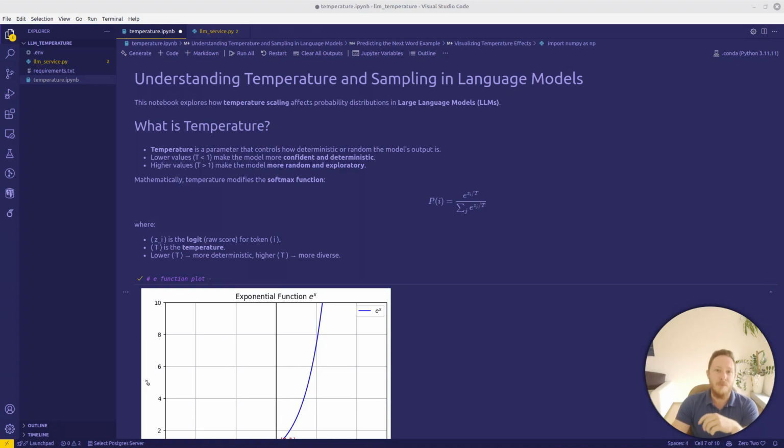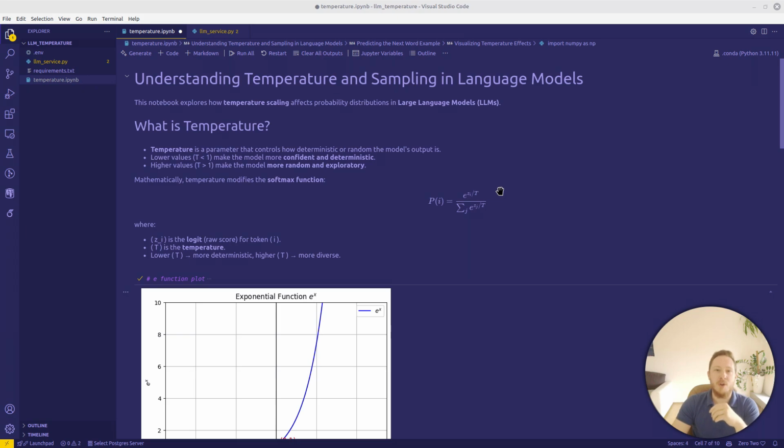Hello and welcome. You all have heard, if you want your LLM to be more deterministic and factual, then choose a lower temperature. And if you want it to be more creative, then choose a higher temperature. And in this video, I want to explain mathematically why exactly this is the case. So let's jump right into it.